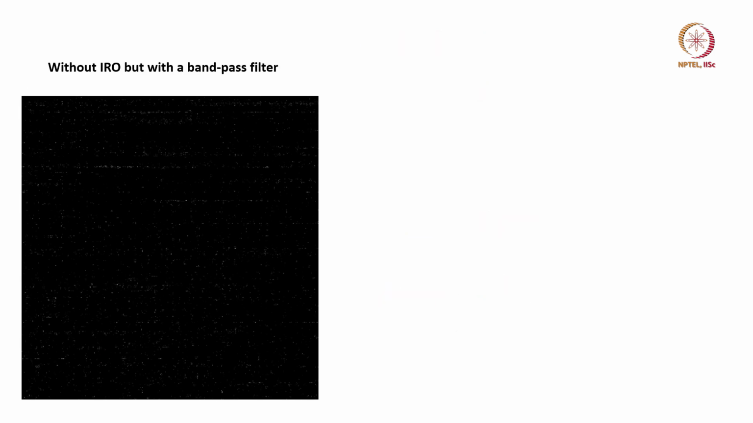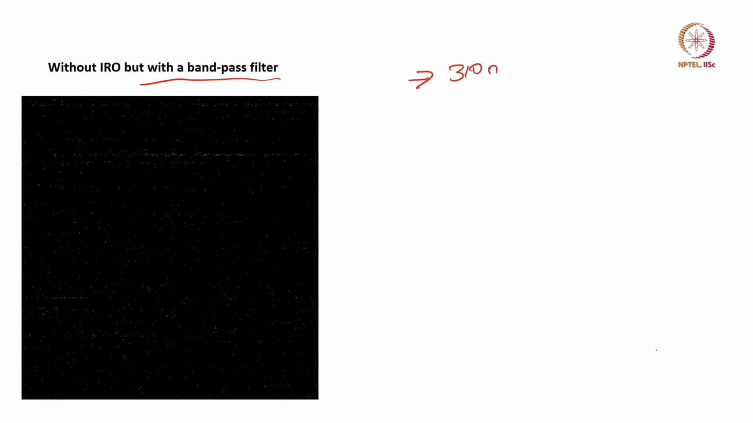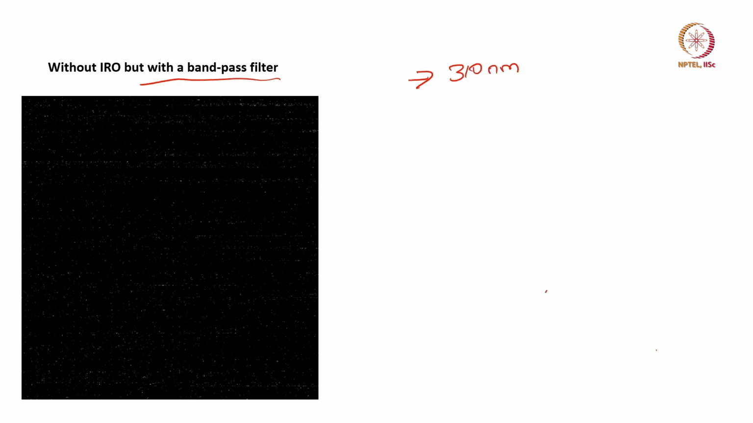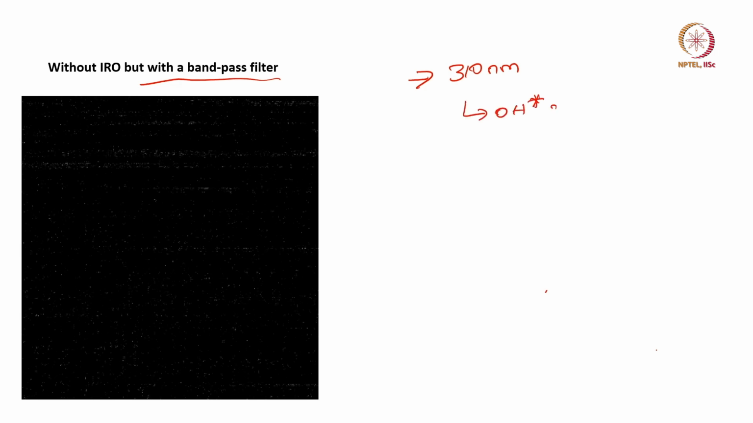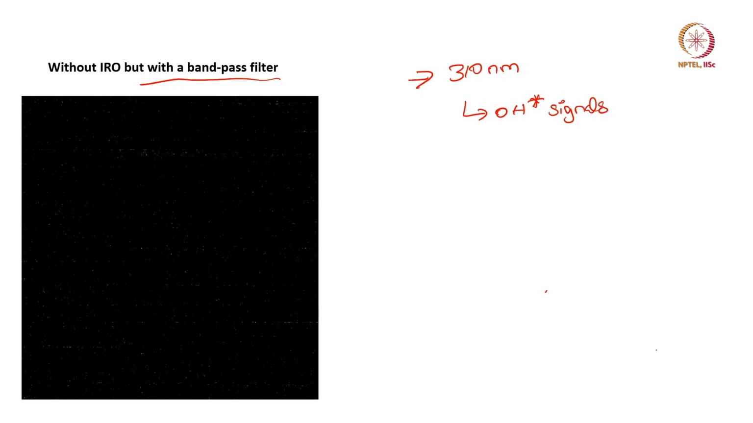Now for the second test, we will introduce a bandpass filter while still excluding the IRO. By using this bandpass filter, we allow only signals with a specific wavelength range to pass through the UV lens. In this case, we are using a 310 nanometer wavelength, which specifically isolates OH star chemiluminescence signals. However, as you can see in the video, the results are completely dark.